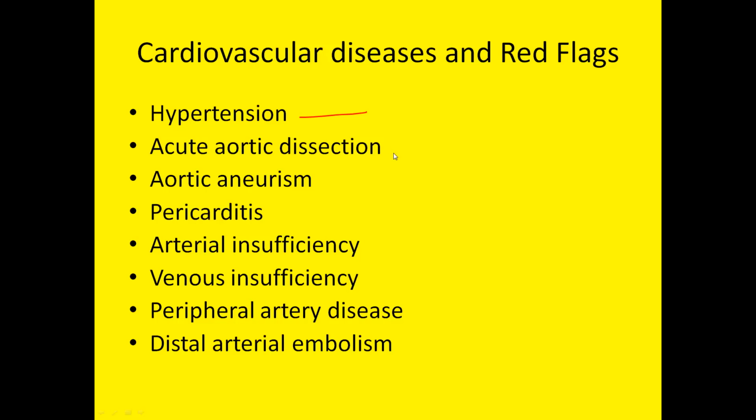Acute aortic dissection, which is a terrible tragedy. This has your classic for the boards, the pain radiating, the tearing type pain radiating to the back. Aortic aneurysm is a ballooning of the aorta, and these are often medically managed. I'll show you a little trick you can do with your physical exam to assess the size of the aneurysm.